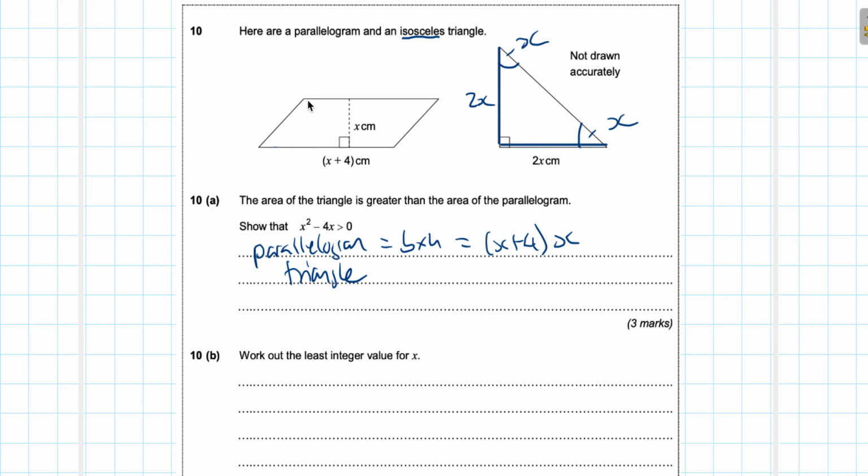So therefore we can use the area of the triangle, which is equal to half. For a right angle triangle, it is half times base times height, which is equal to half times 2x times 2x, which is equal to 2 times 2 is 4, divided by 2 is 2. It's going to be 2x squared.